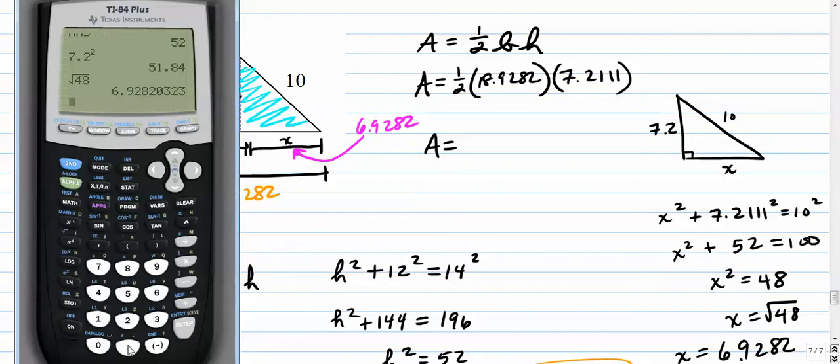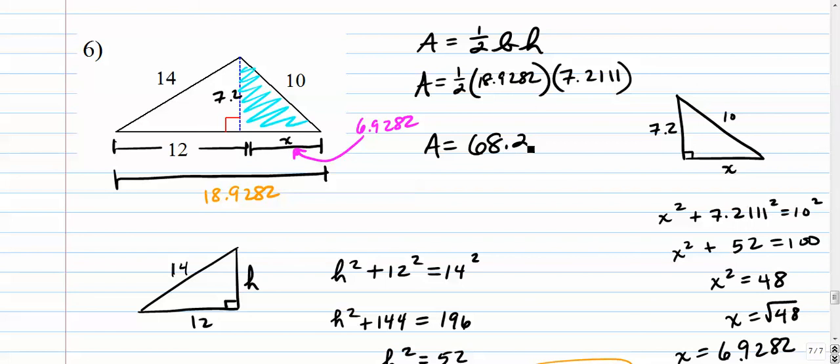So here we go. We want to go 0.5 times 18.9282 times 7.2111. And we get 68.247. 68.247 units squared. Alright, so there's 20 minutes on Pythagorean Theorem.